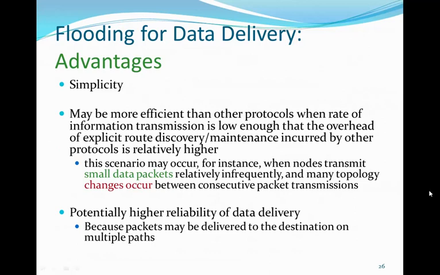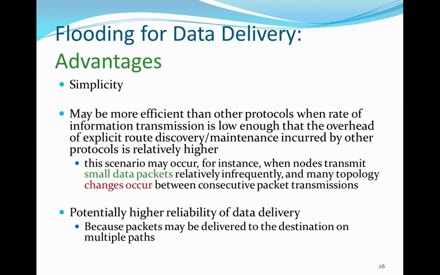Flooding may be more efficient than other protocols when the rate of information transmission is low enough that the overhead of explicit route discovery or maintenance required by other protocols is relatively high. Look at this, the route discovery by itself may sometimes be a complex problem. And in this flooding mechanism, you find some route by hook or by crook, through some indirect nodes or indirect relationships, to find the destination node.